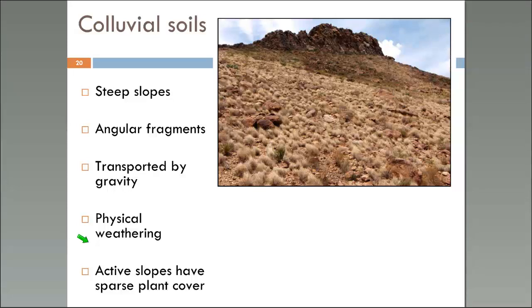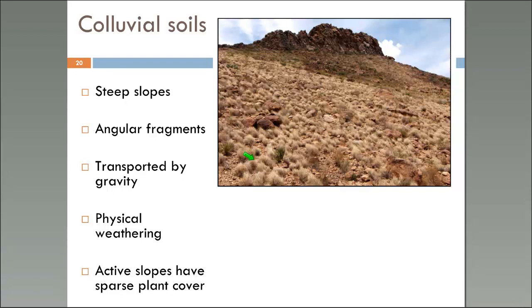Another type of soil transport and deposition is a colluvial soil. And these can be found along steep slopes. Typically, the fragments are very angular. You'll notice they just haven't been transported far enough that they've become smooth or rounded. They're transported by gravity, so as opposed to the aeolian by wind or fluvial by water, with colluvial soils, something causes a chunk to break off of this rock outcrop and then it rolls downhill. And this is a good example of physical weathering as well.